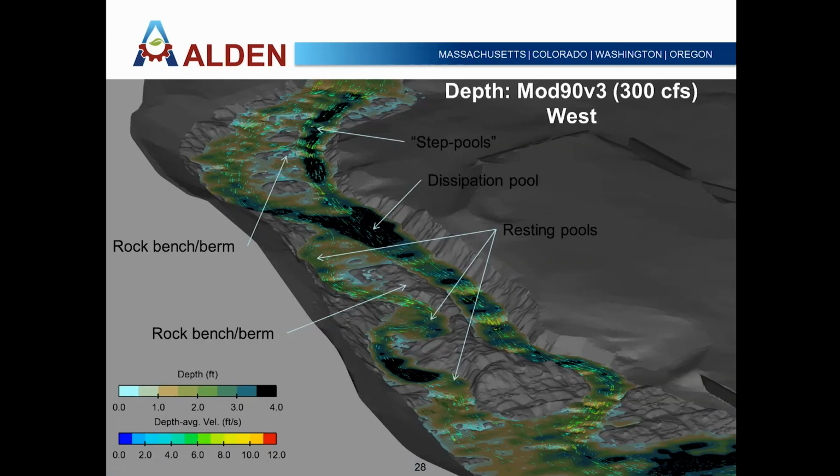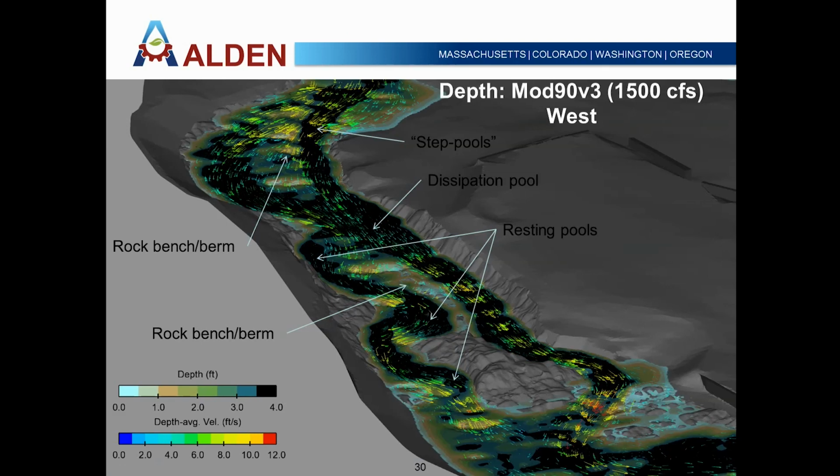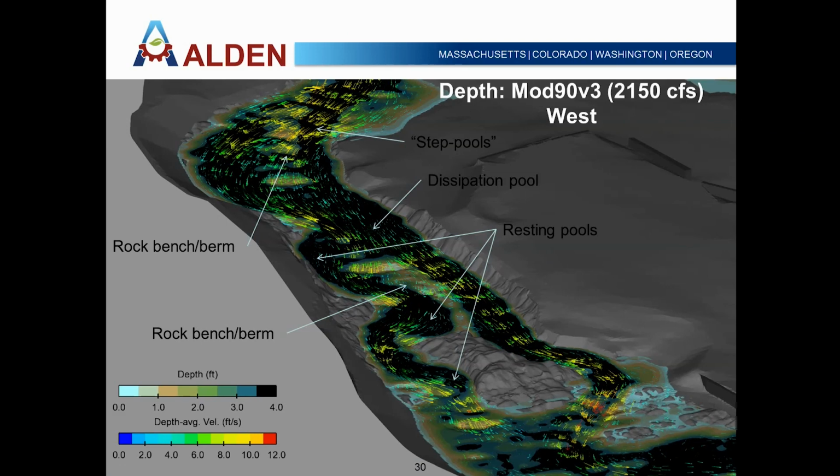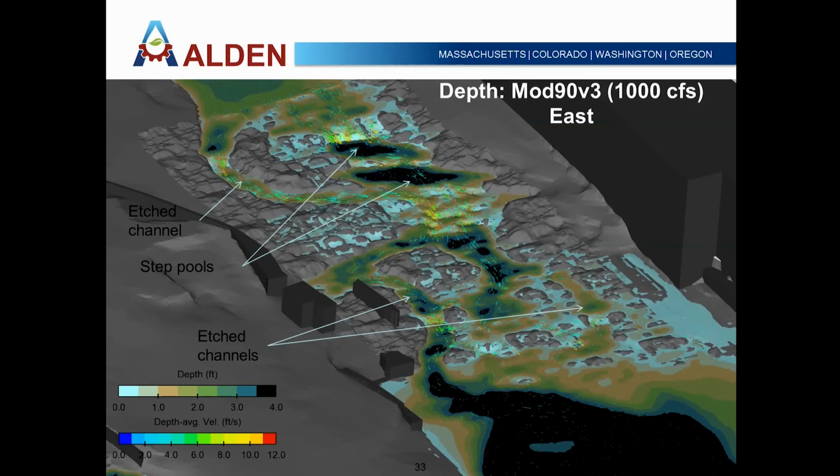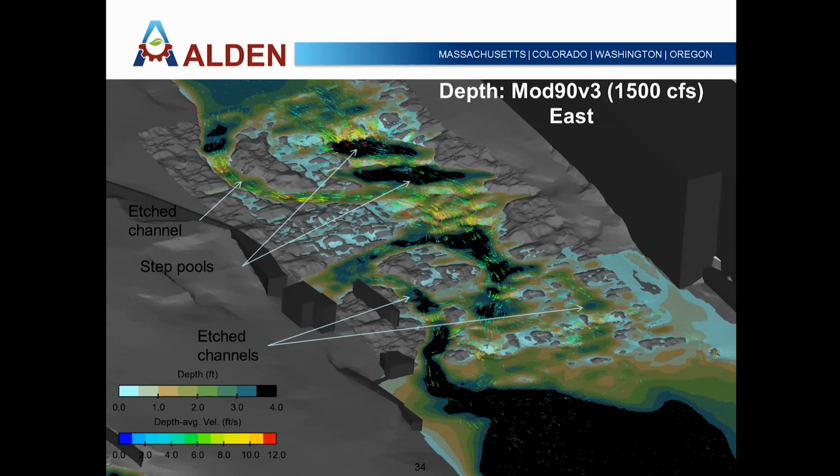So here's some CFD renderings of the western channel: low, moderate, moderate, and high flow. The eastern channel a little wider and shallower. You can see the roughness comes into play more at the higher flows.